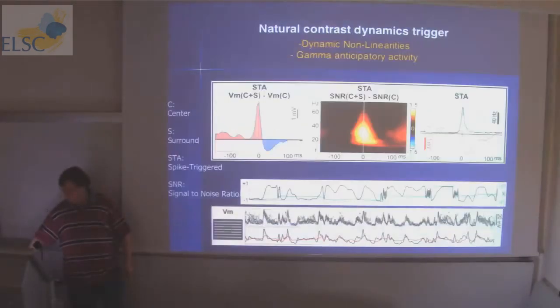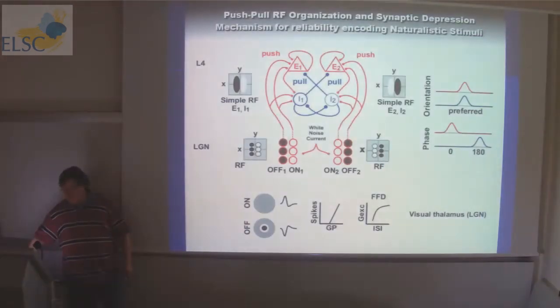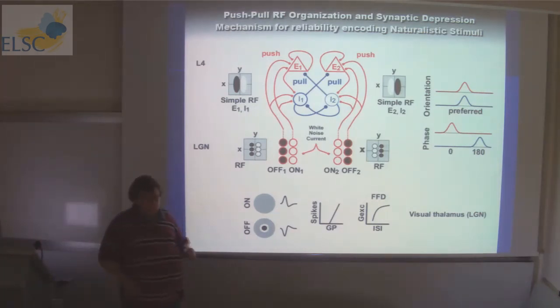Okay. So I finish by saying, how can we reconcile what we are seeing with a classical model? So I have two minutes. It's really very fast. If you use a classical push-pull model, the push-pull model is made to take into account the responses to gratings, and so you can make conductance-based models, which fit very nicely the data that we're observing.